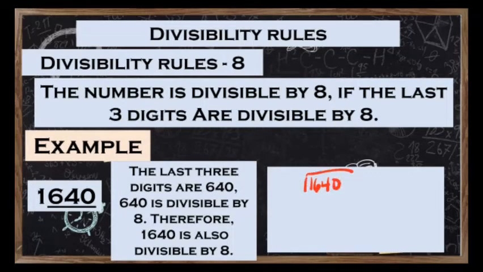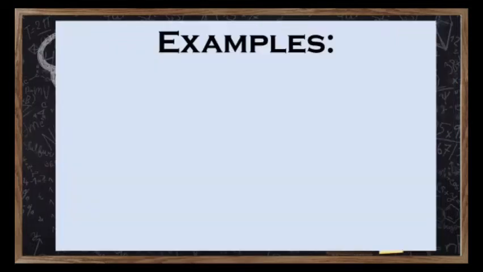Let us check. 1,640 divided by 8. 16 divided by 8 is 2. 2 times 8 is equal to 16. 16 minus 16 is 0. Bring down 4. 4 divided by 8 is 0. 0 times 8 is equal to 0. 4 minus 0 is equal to 4. Bring down 0. 40 divided by 8 is 5. 5 times 8 is equal to 40. 40 minus 40 is equal to 0. So therefore, 1,640 is also divisible by 8.